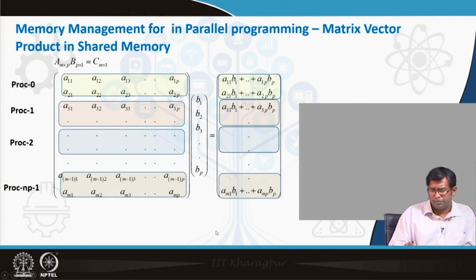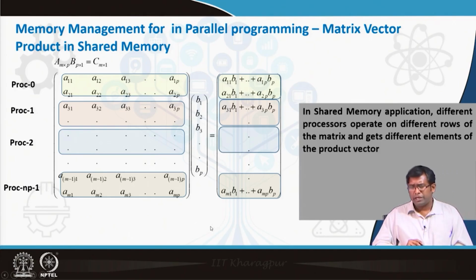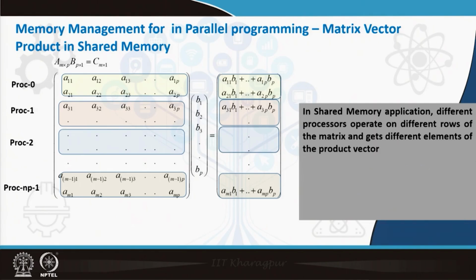In a shared memory application, different processors operate on different rows of the matrix and get different elements of the product vector. There is no contention in writing because they are writing at different locations of the memory, and cache coherence is also not required if we know that we are not going to access any of the others' memory. We don't need to make it cache coherent; it is a disjoint cache program.